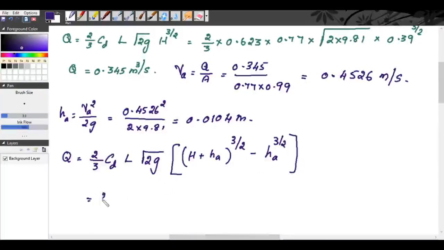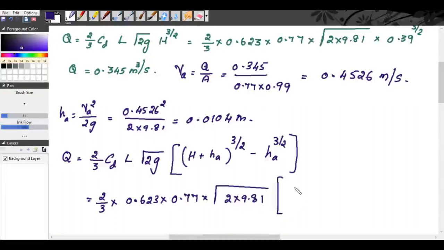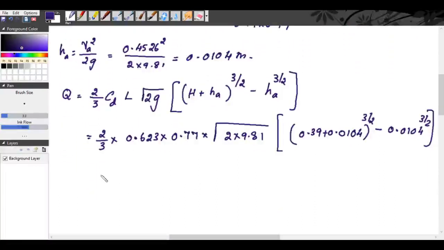So we get 2 by 3 into CD is 0.623 into L is equal to the width of the channel bed. So it is 0.77 into square root of 2 into 9.81 into (H is 0.39 plus HA is 0.0104) the whole raised to 3 by 2 minus 0.0104 raised to 3 by 2. So we get the discharge by considering the velocity of approach is equal to 0.3573 meter cube per second.